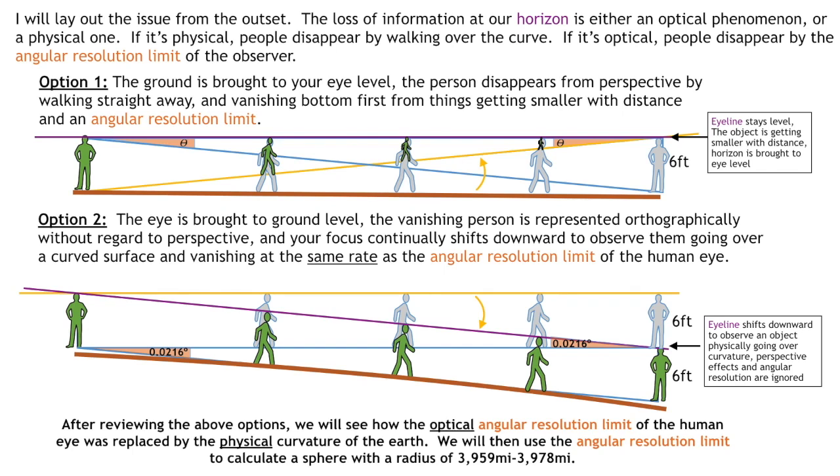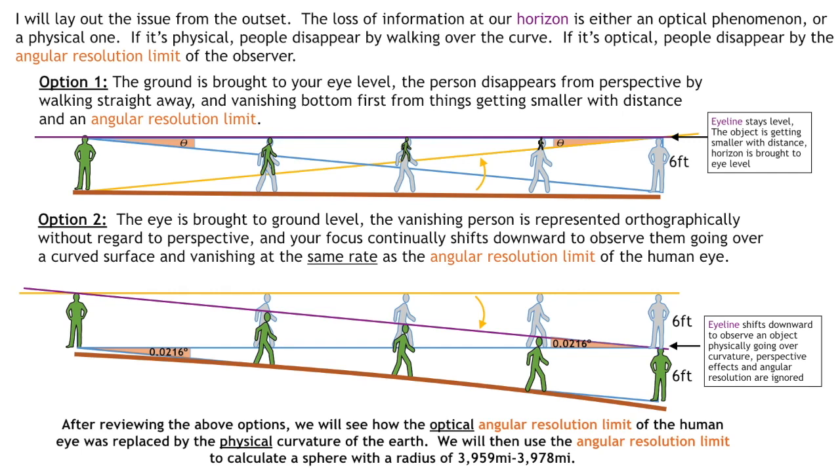Option 1, the ground is brought to your eye level. The person disappears from perspective by walking straight away, vanishing bottom first, from things getting smaller with distance, and an angular resolution limit. As you can see in the diagram, the eye line stays level, the object is getting smaller with distance, and the horizon is brought to the eye level, designated with our yellow and purple lines.